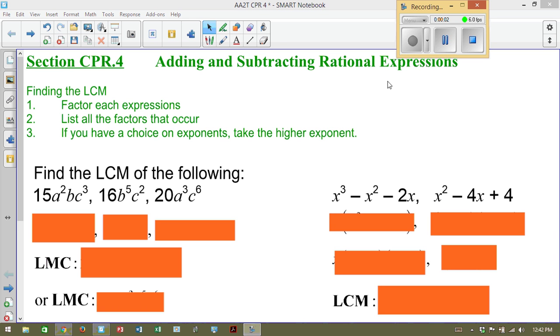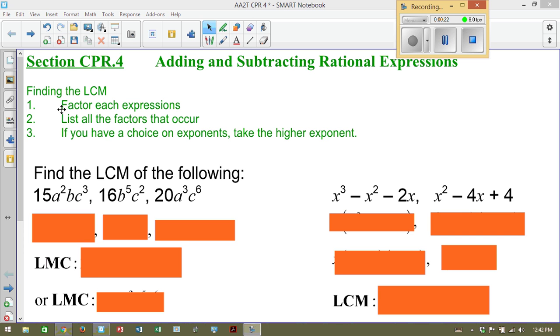We're going to take a look at adding and subtracting rational expressions. But to add or subtract fractions, you need to have a common denominator. The common denominator is really the least common multiple of the denominators. So we're going to start out by finding least common multiples.